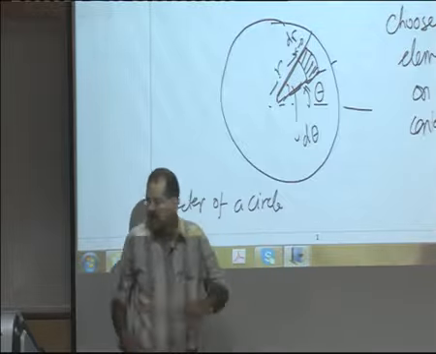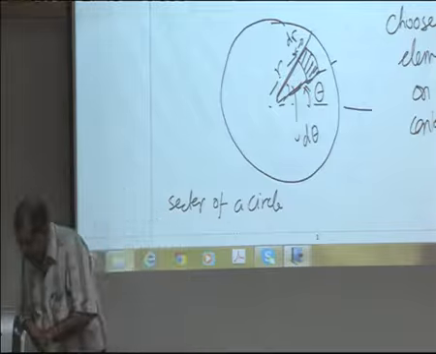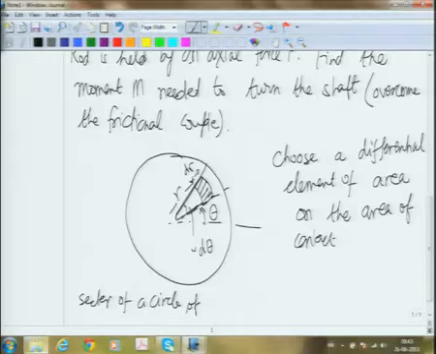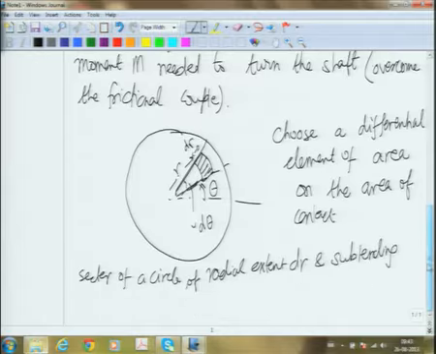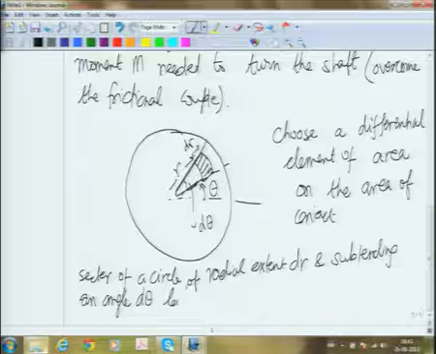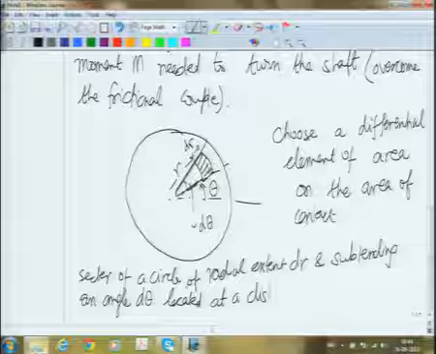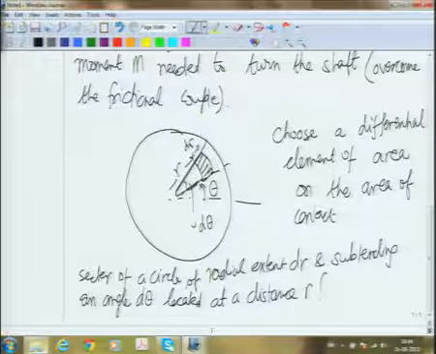Okay. So, therefore, this is what we have. I choose a sector of a circle, in this case of radial extent dr and subtending an angle d theta located at a distance r from the center.